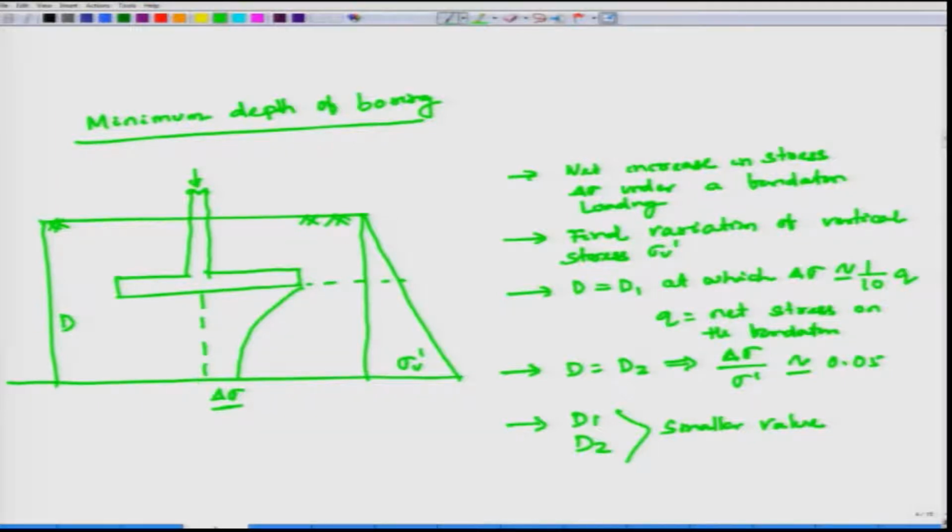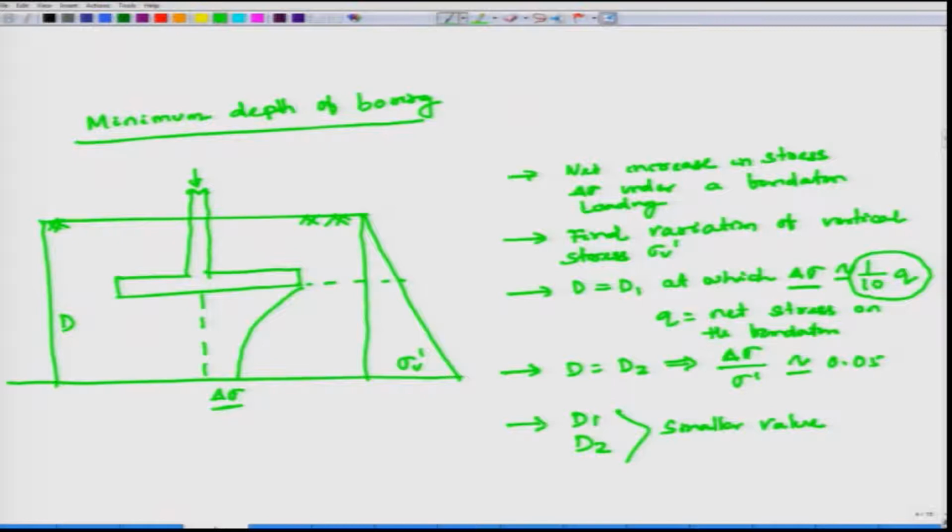Then find the variation of vertical stress. Vertical stress is gamma, either effective or total, in terms of H. Find the variations. Then if this is my depth of boring, if I say D is equal to D1, then D1 is where delta sigma, the increase in stress, equals 1/10 of Q. Q is your net stress on the foundation, that means net bearing capacity. Net stress on the foundation means ultimate bearing capacity minus the weight of the foundation.